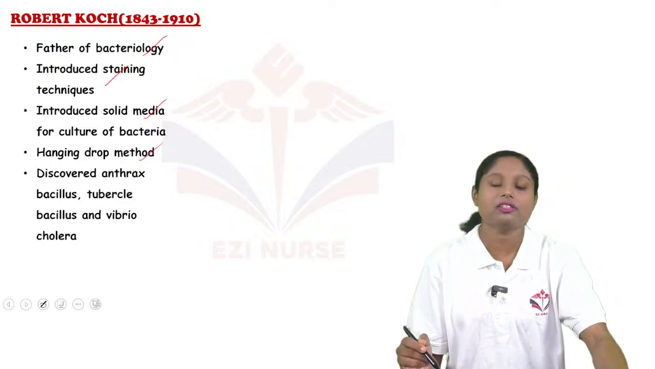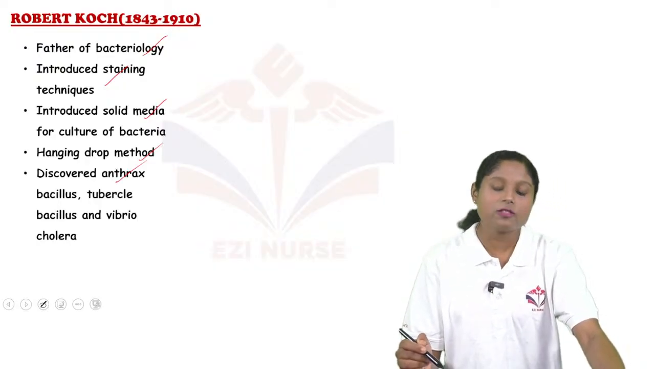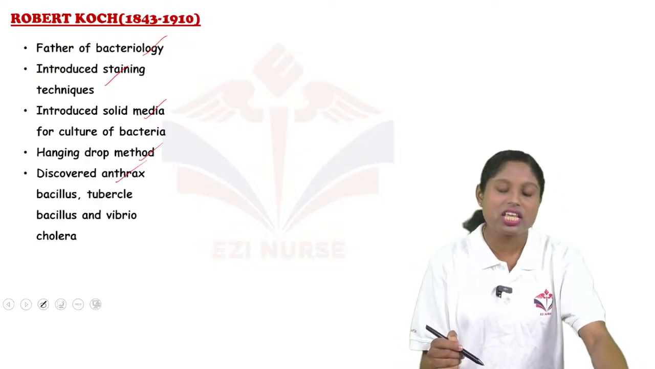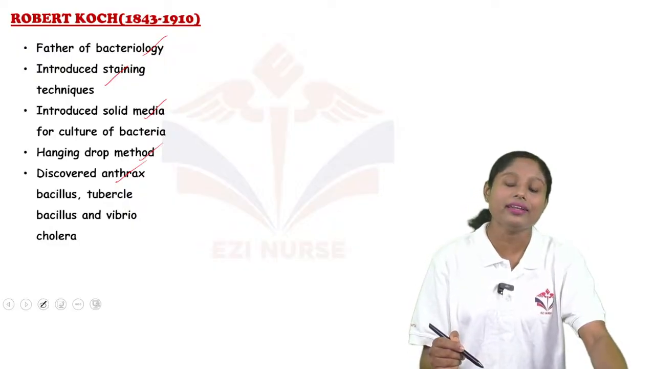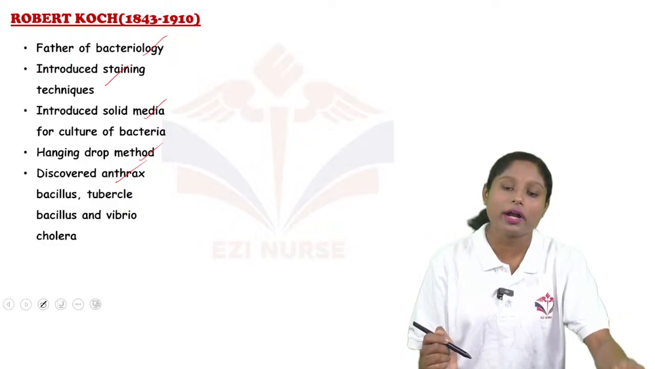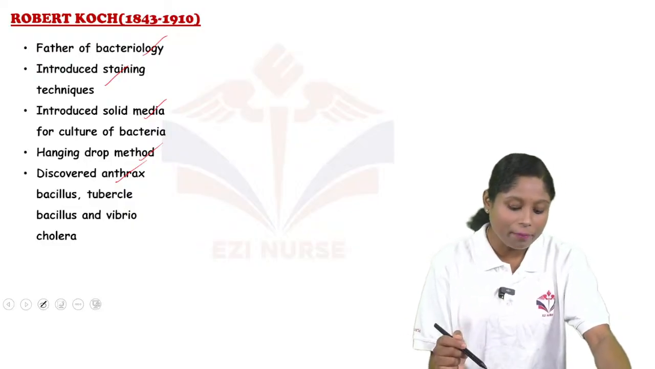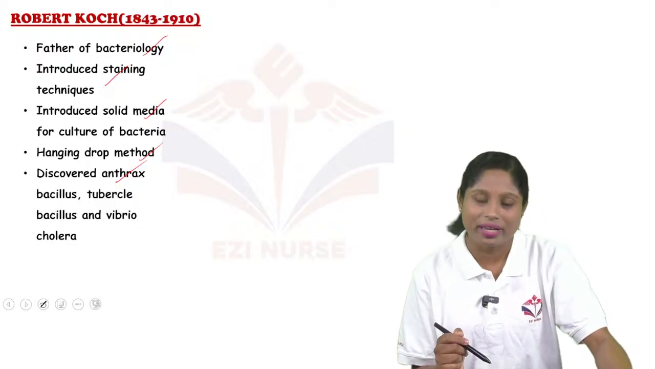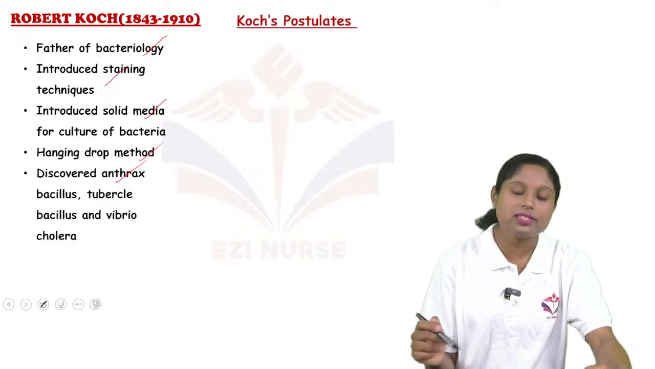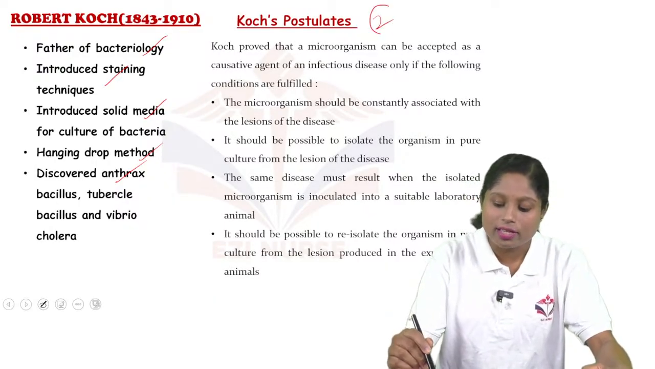He also introduced the hanging drop method, and discovered the Anthrax bacillus, the tubercle bacillus and Vibrio cholerae. So he identified and discovered some microorganisms: the Anthrax bacillus, the tubercle bacillus and Vibrio cholerae. Now we will see Koch's postulates. It's very important. It's a short answer type question.